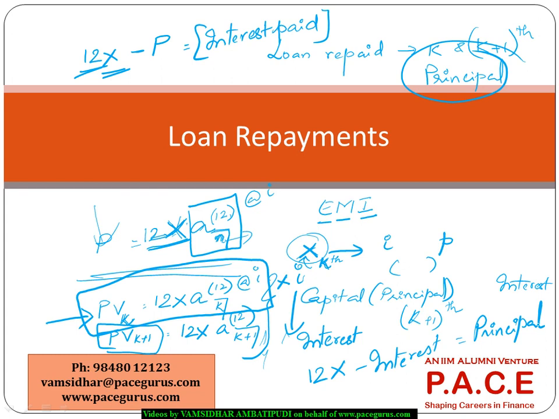Either way, you just need to visualize. Either find out the principal outstanding for both the periods, subtract the same, and say that the difference is the principal repayment during the period, and from 12X subtract that part and say that is the interest payment during this period. Similarly, the other way is to find out the principal outstanding as of the previous period, multiply it with the interest rate, and say that is the interest component for that particular period, and subtract that number from 12X to compute the principal repayment portion.